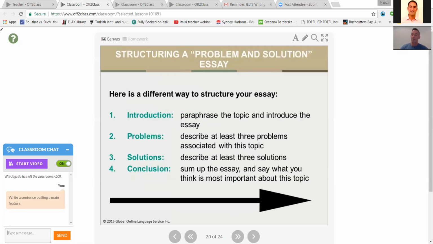In my lesson, I've also given another way, rather than doing problem, solution: introduce the 3 problems that the student would find with this topic, and then describe the three solutions. So it's just an alternative way of dealing with the same topic.